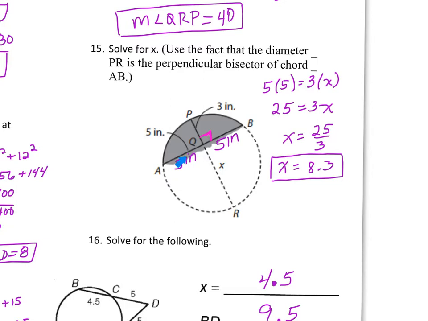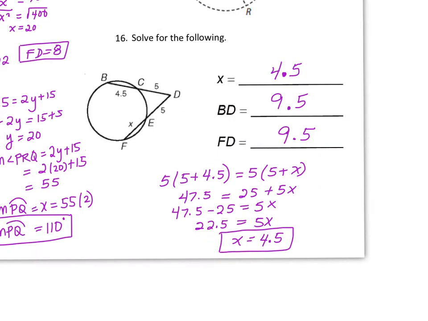Or you can start with 5 times 5 equals 3 times X, which is what I did. So 25 equals 3X. If I divide by 3, X equals 8.3 because it was not even. On number 16, this is a secant and a secant.